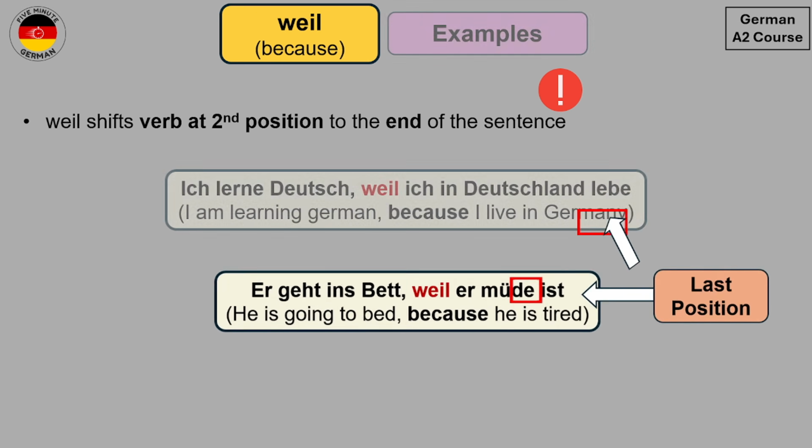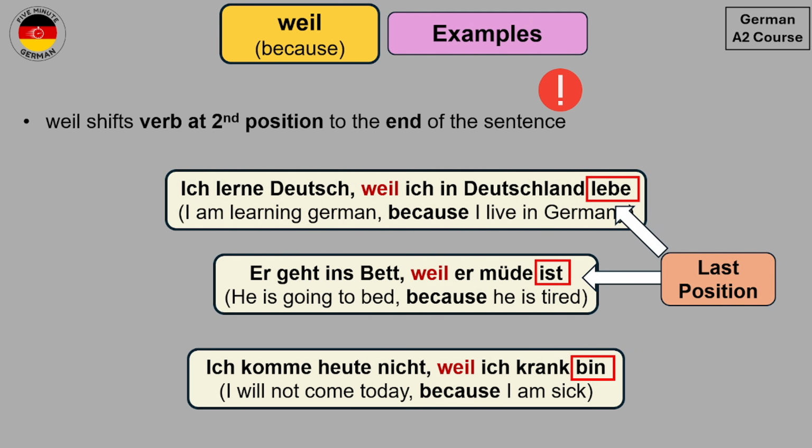Let's take one more example. So we have the sentence "Ich komme heute nicht, weil ich krank bin." I will not come today because I am sick. And you see over here in the second sentence, we have placed the verb at the last position.